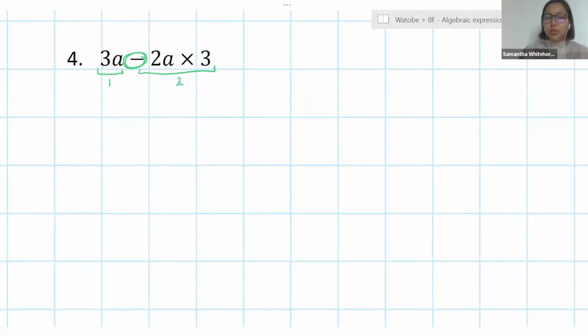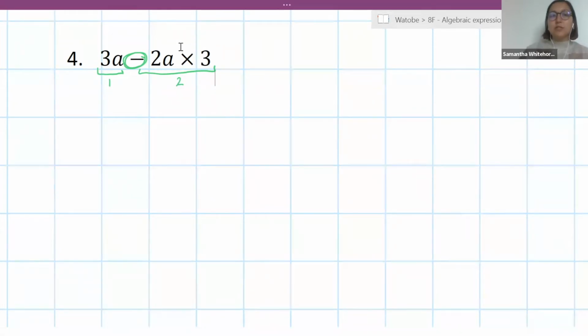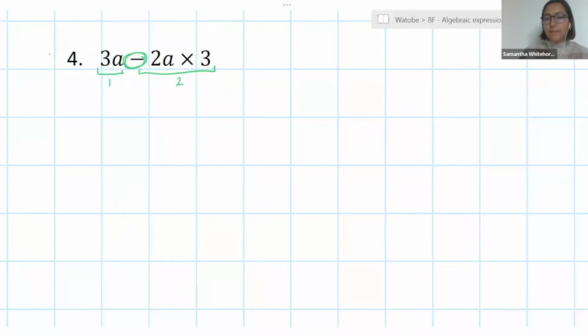So I've told you which terms are which. I want you to go and make sure that you can simplify each term and then try and simplify the whole thing for me. So essentially, I want you to simplify this expression for me. So I'm going to give you a minute or 2 and then we'll have a look at the answer.